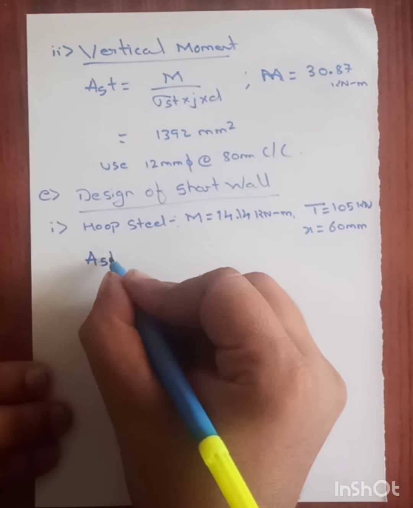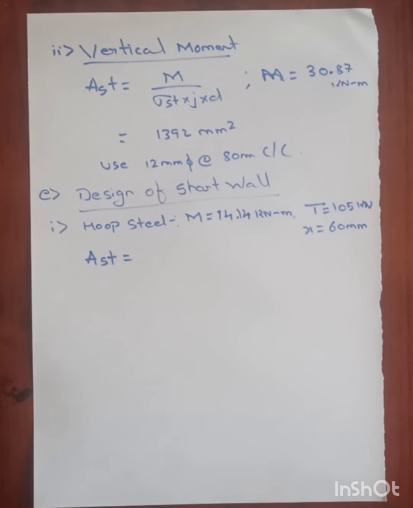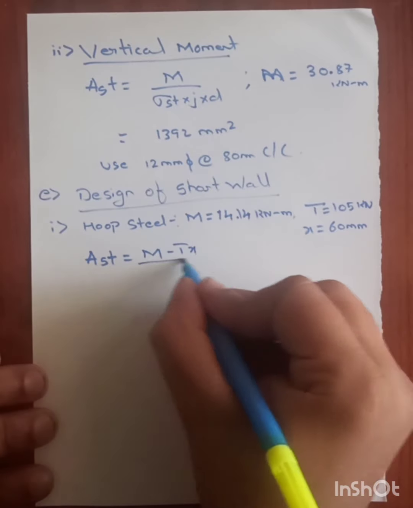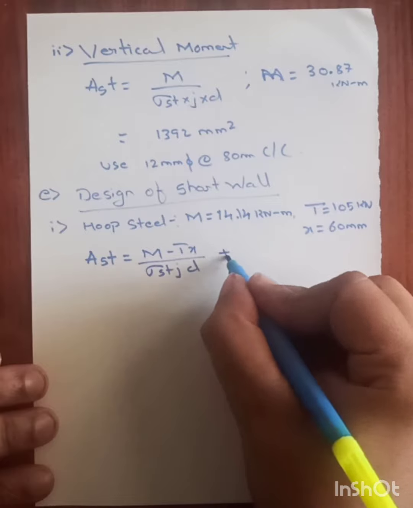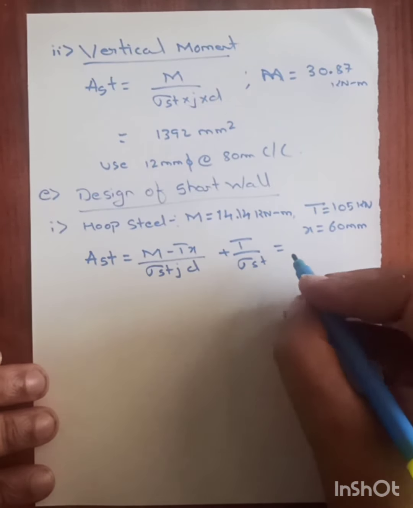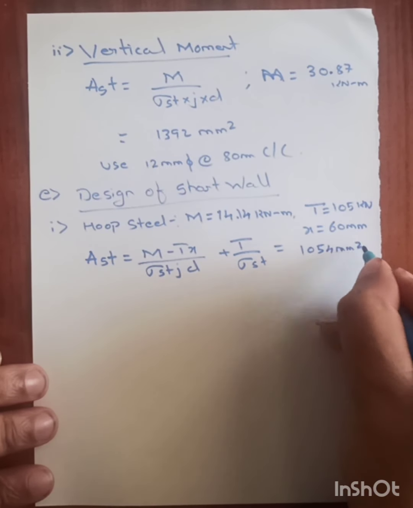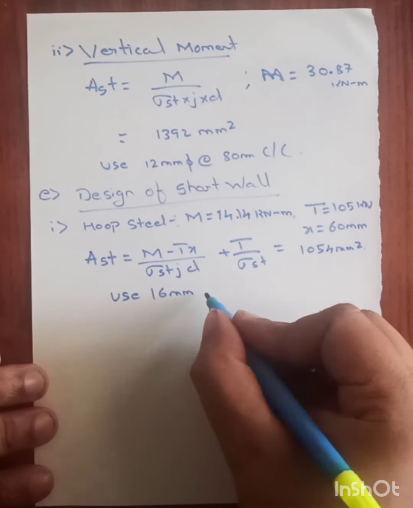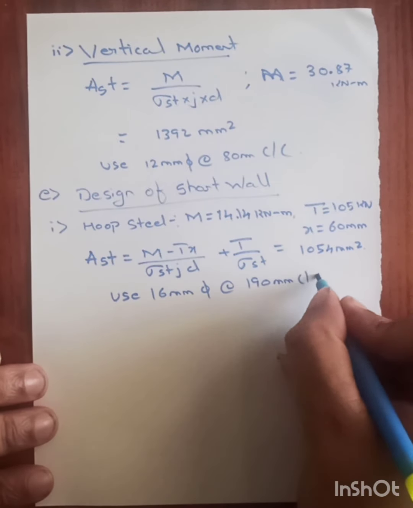So let us find the AST, which is by M minus T into x by sigma st j into d plus T by sigma st. Substituting all these values, we will get it around 1054 mm square. So let us use 16 mm bars at 190 mm center to center.